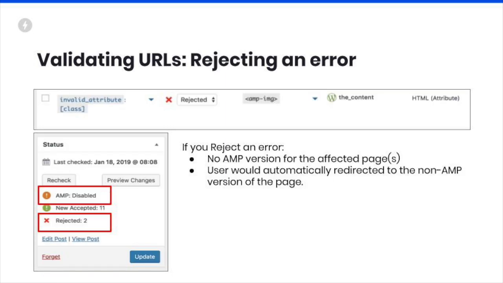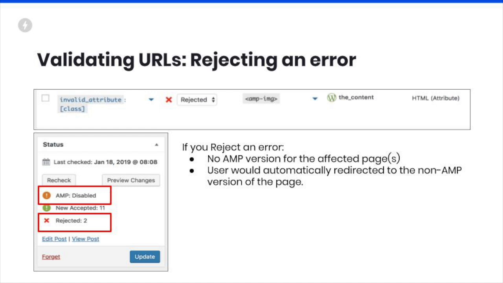On the opposite side of accepting an AMP error, you can also reject an AMP error. Some websites feature critical components that are not AMP compatible, so loss of this functionality or these components is not an option for some website owners. In this case, using the plugin, a user can choose to reject any validation error. Any URLs affected by the rejected error will no longer have an AMP version, and users will automatically be redirected to the non-AMP version of the page.